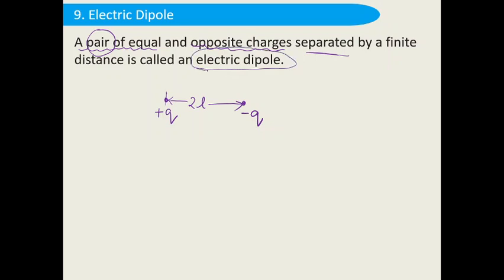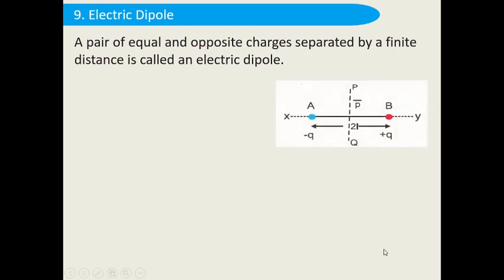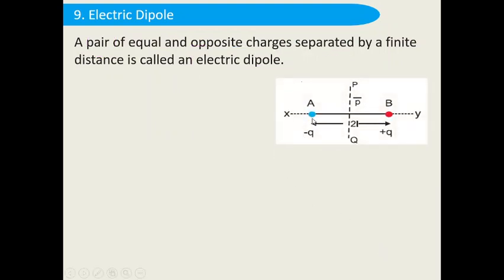And this is called an electric dipole. This will result in the electric dipole moment, P bar, which is equal to q into 2l bar. If I say, the diagram will be the same thing that we have already understood. This is the diagram. At position A, there is a charge of minus q. At position B, there is a charge of plus q.